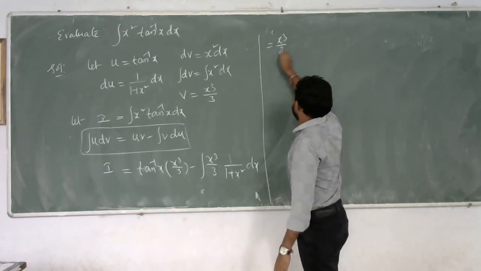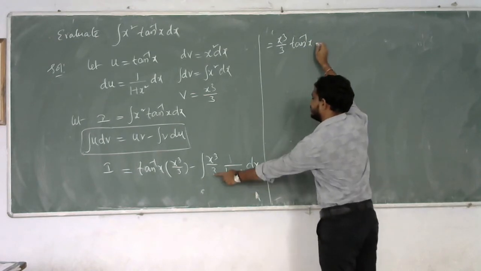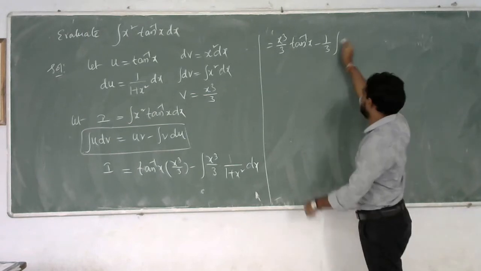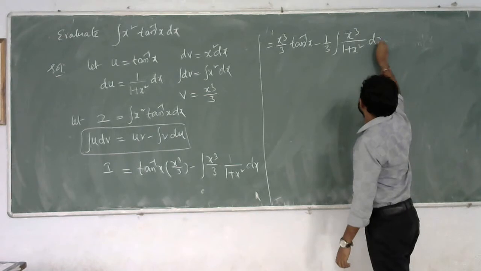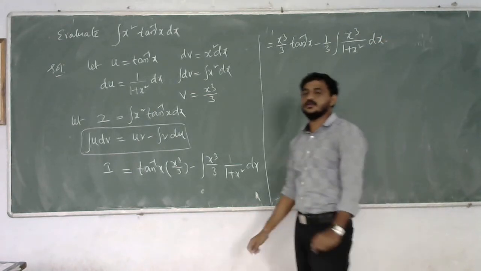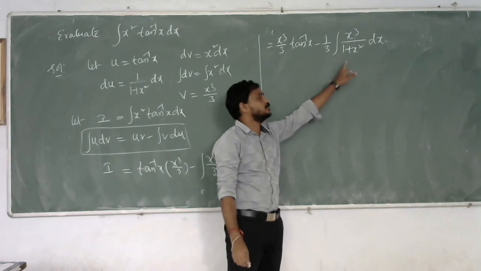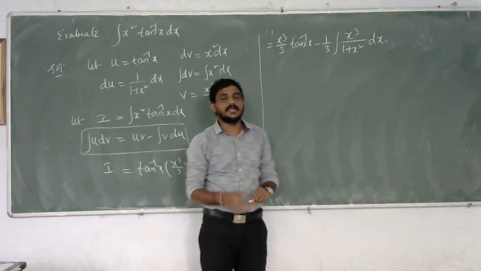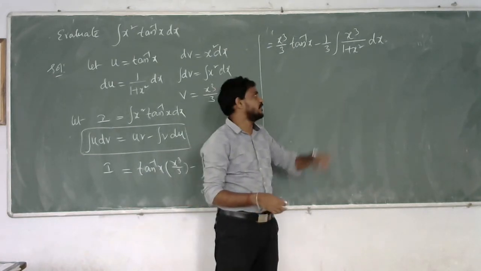Right? We have x cubed by 3 into tan inverse of x. Then write this 3 outside because it is a constant. So minus 1 by 3 into integral x cubed by 1 plus x square into dx. Now observe the integral again. We have integral x cubed by 1 plus x square. How to solve that? It is not in any standard form. In the denominator we have x square plus 1.